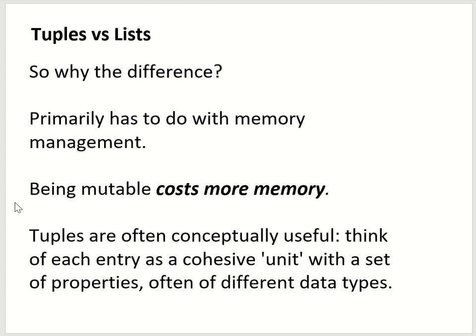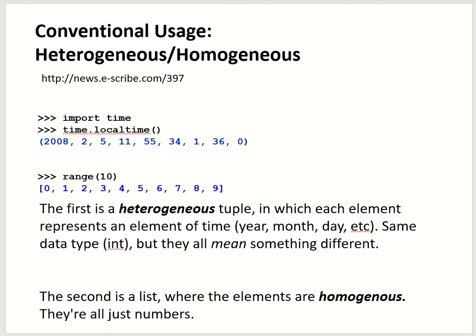So one thing mentioned here, tuples are often conceptually useful if you think of each entry as a cohesive unit. Tuples are immutable. You can't edit or swap in and out single values. So think of them as a sequence that's taken all together. One good example of this, again, it's by convention. It's not the only way you can do things, but it's a useful way that things are done.